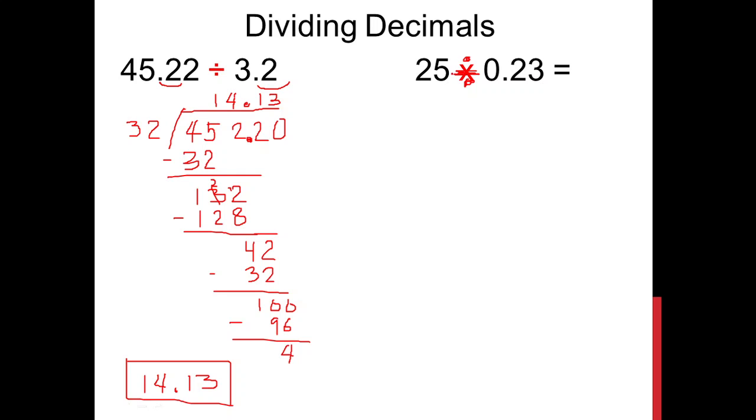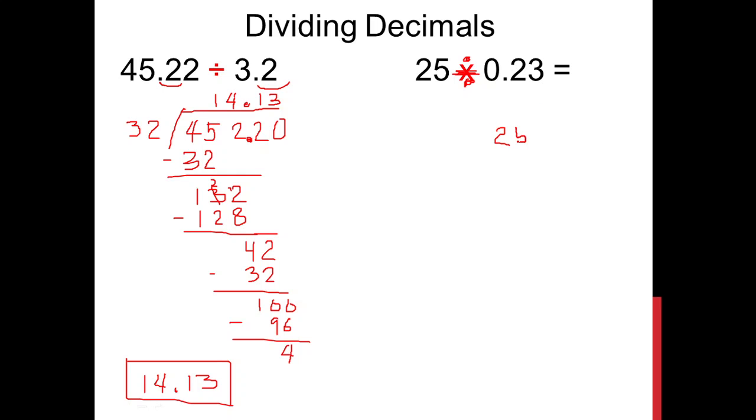Okay, so we have 25 divided by 0.23. So again, this one is our dividend, which will be inside our division sign. 0.23 will be our divisor, which will be outside our division sign. So let's just write it here.